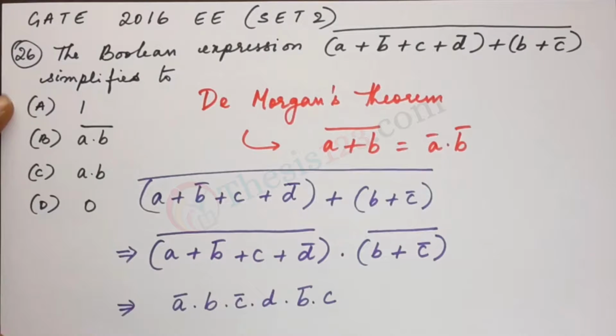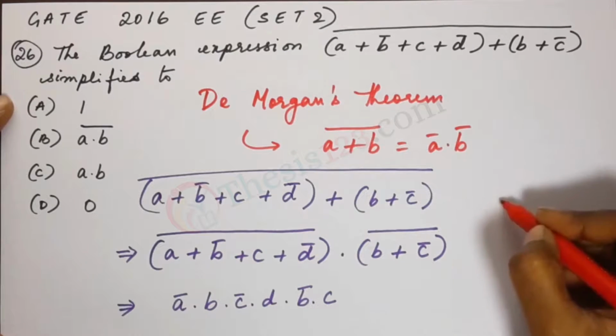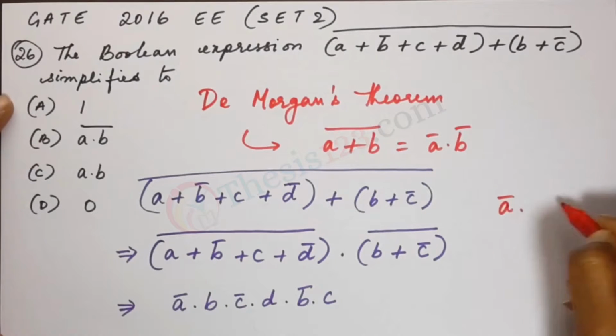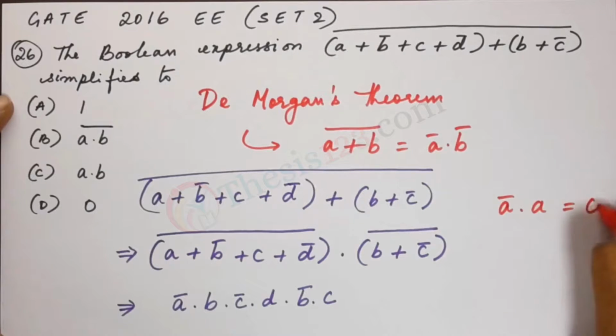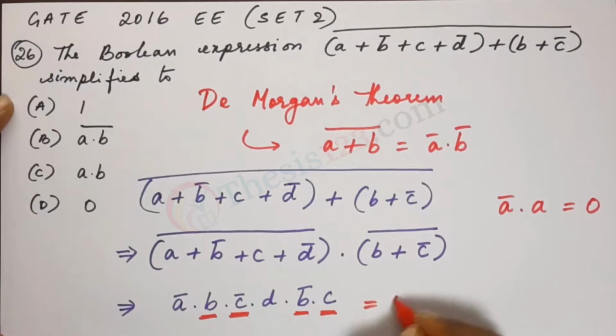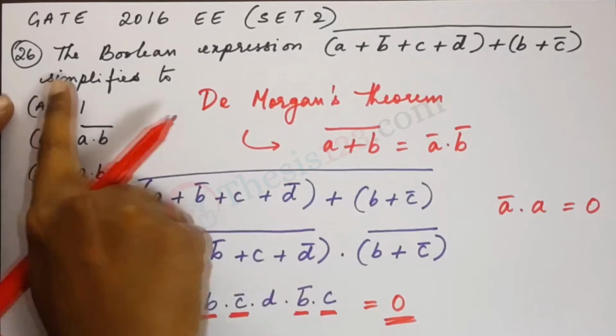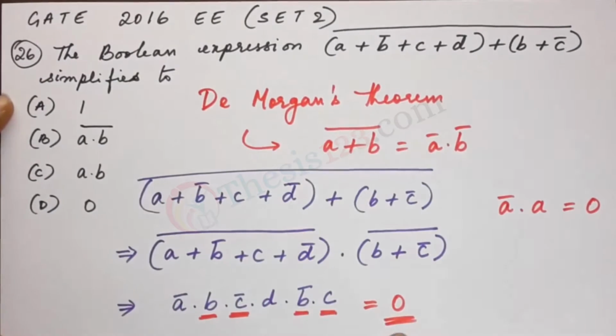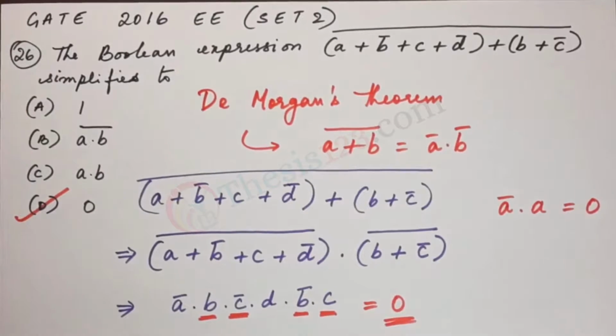Now another relation in Boolean expressions tells us that A bar and A equals 0. So here we see that we have C bar and C, we have B and B bar. So because of that, the entire expression results in 0. So this whole Boolean expression simplifies to 0. So the answer here is D. I hope this has helped.